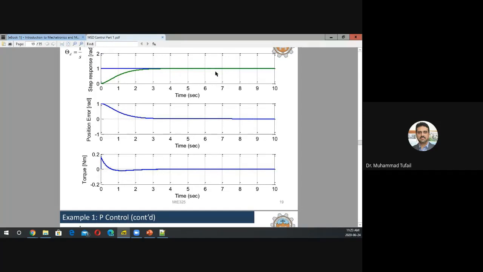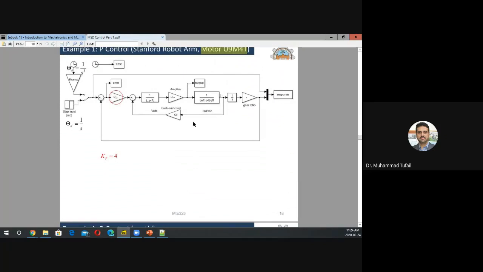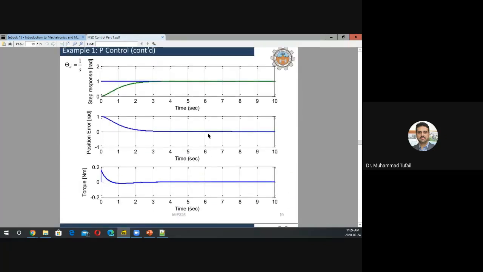Then once the steady state error is 0, we do not need to exert more torque. But this is, of course, a simulated system. In real life, well yeah, this is position, so you reach there and you stop, so you do not need to exert any more torque.